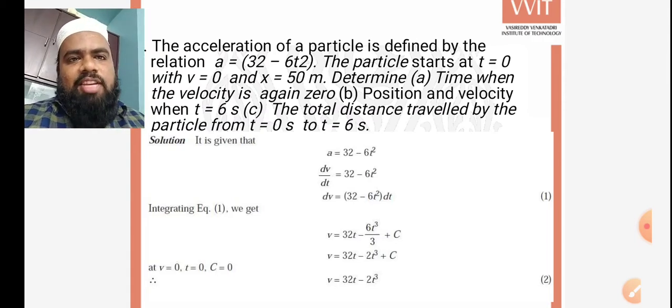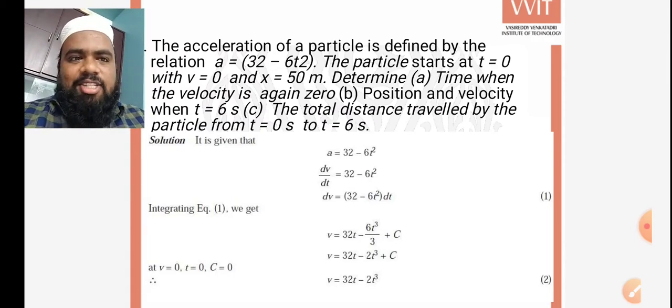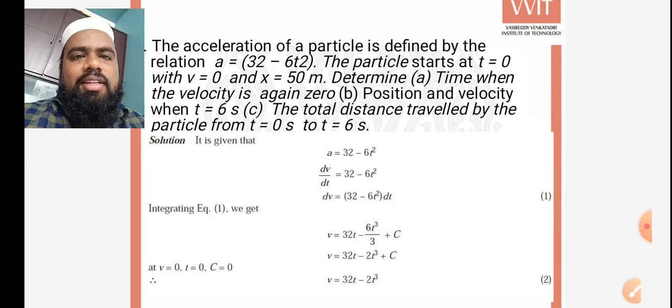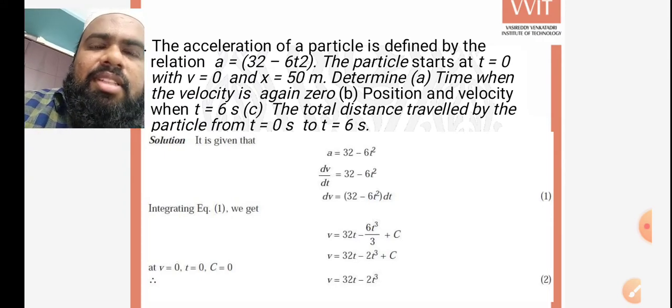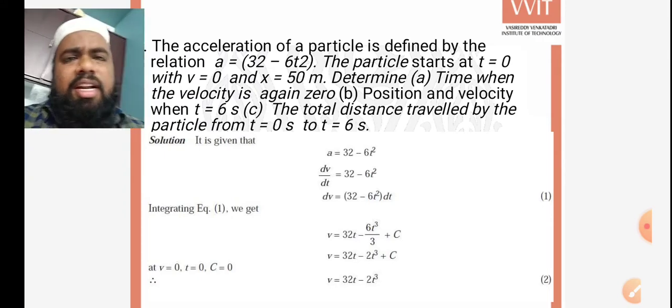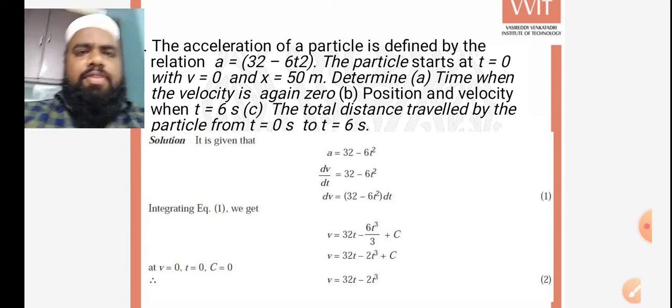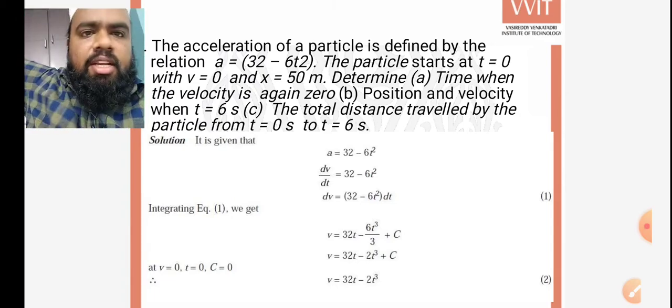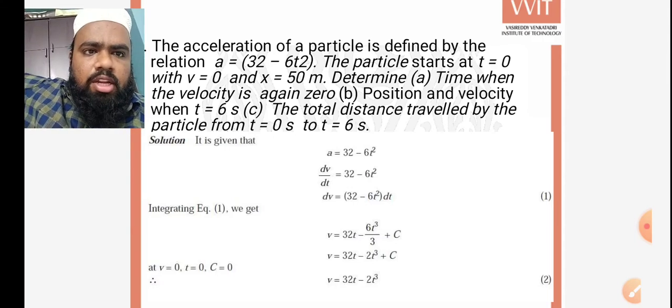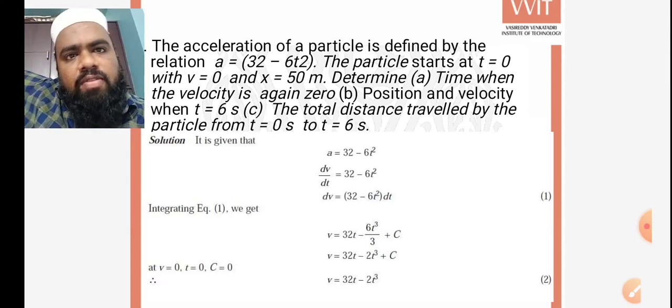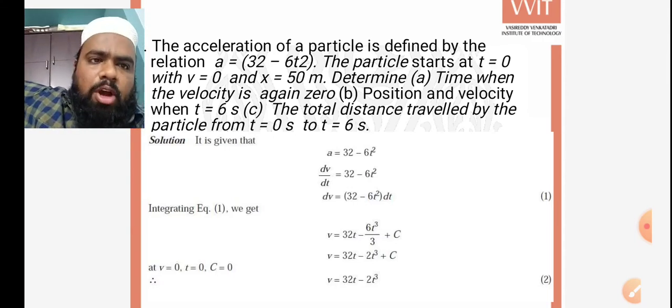So now the question gives the acceleration, so we have to go for the solution. If we are required to apply differentiation, we have to apply that technique, or if we are required to apply integration, then we apply integration. Now the problem solving technique.